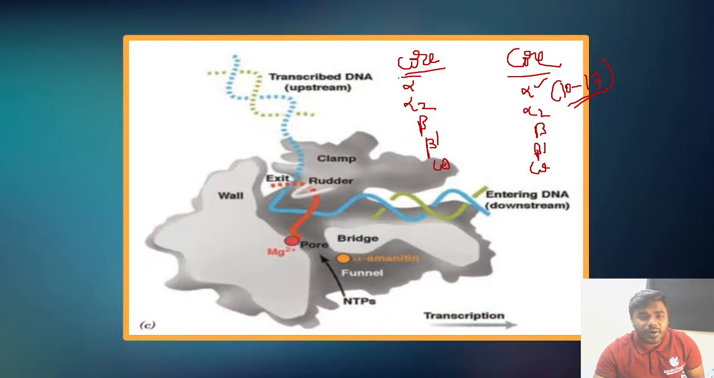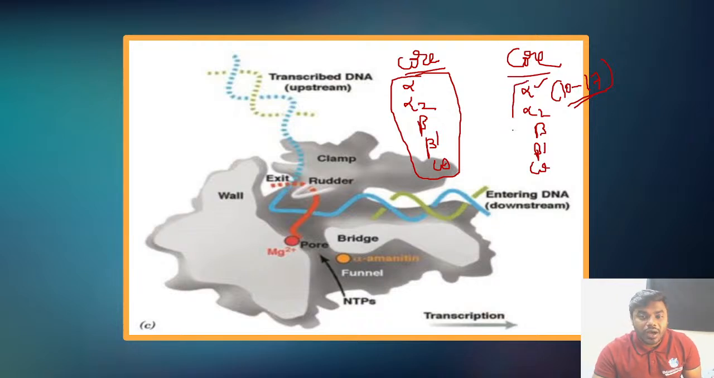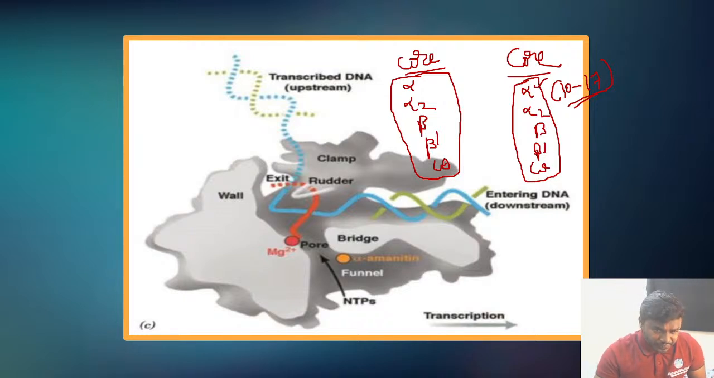The interesting statement is, whatever the core subunits that are present in the RNA polymerase of the prokaryotic organism, the same core subunits are present in the eukaryotic organisms also. Don't forget the point. In addition to this, a little more extra enzymes are also present.